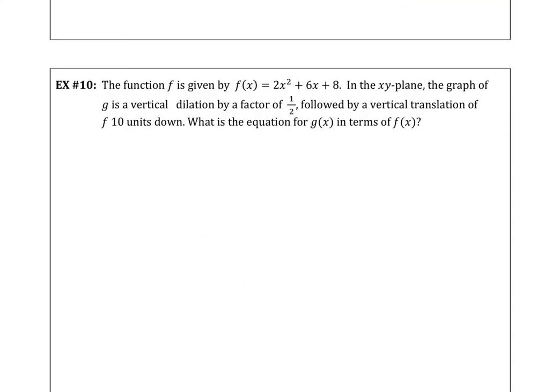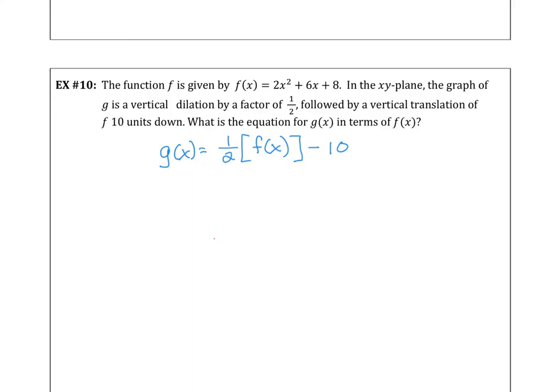Example 10 would be a good one for you to try on your own and then come back and see what happened with our work on the function f of x. The graph of g is a vertical dilation by a factor of a half, so g of x is going to look like 1/2 of f of x, and then it's followed by a vertical translation of 10 units down, so we're going to subtract.